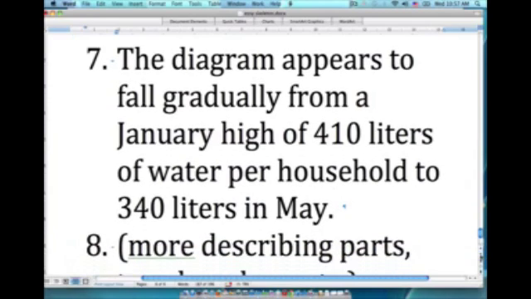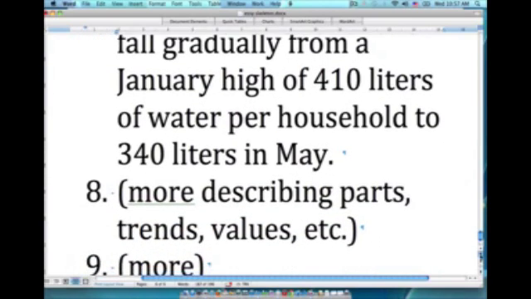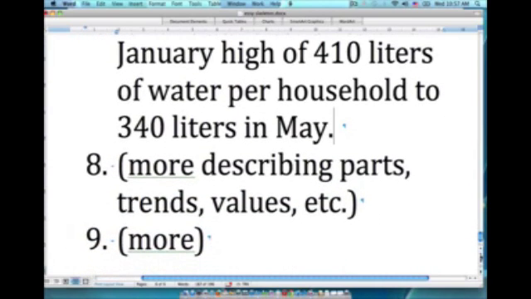Okay. Let's see here. Number 8, sentence number 8. More describing parts, trends, values. So we're going to use this sentence to talk about the period of depression in the middle of the year, as you can see, between about May and around September, when water use goes down the most.